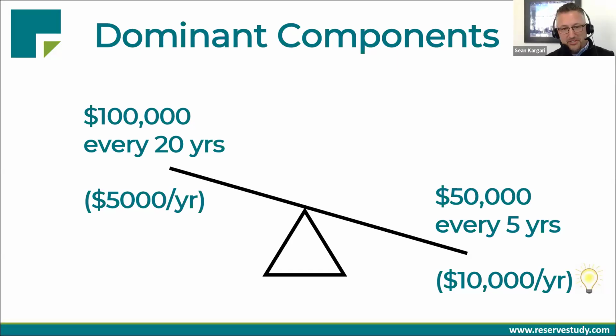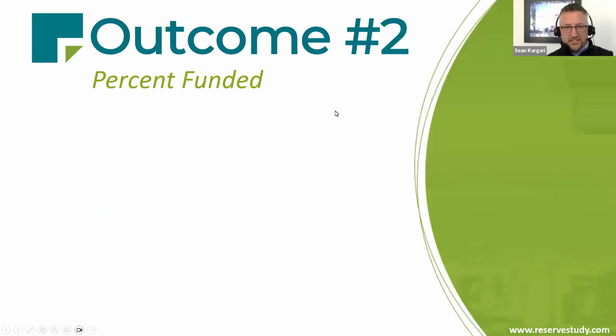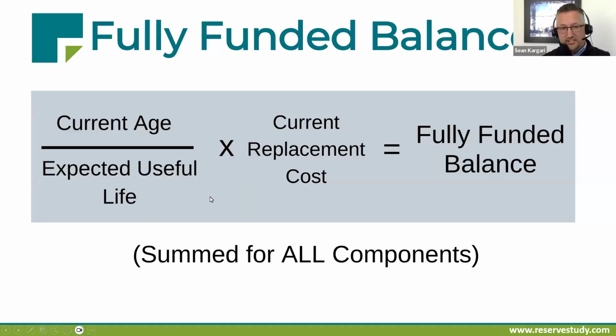But how do we measure this overall picture? We get a lot of questions on how reserve strength is calculated. Is it a magic number? $100,000 in reserves or $1 million in reserves? That sounds great, but it could be very misleading. So it's never a cash balance. We always measure it based on your percent funded, and that is derived by a very specific calculation.